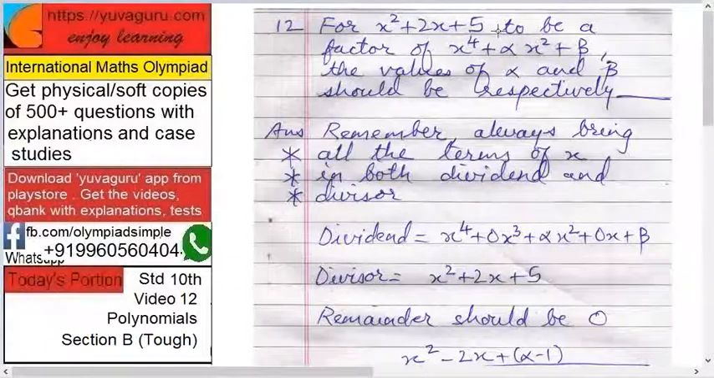Now remember one very important point: always bring all the terms of x in both dividend and divisor. All the terms, I tell it every time, all the terms. X raised to 4, then is there x raised to 3? No. So you have to bring x raised to 3. How? X raised to 4 plus 0x cube plus alpha x square plus 0x plus beta, right? Because x is also not there in the dividend.